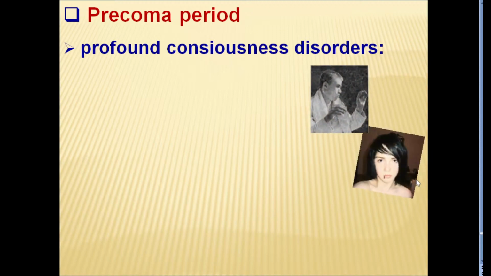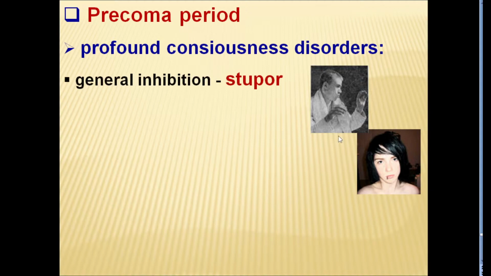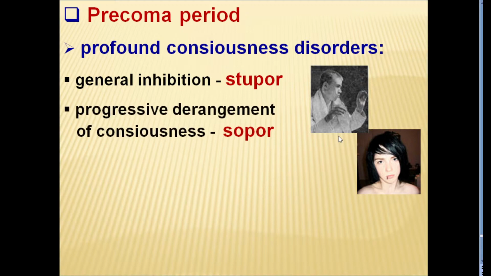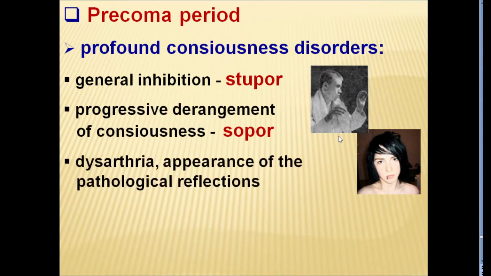I said to you, during the precomatose period, we can reveal all stages of disordered consciousness, from irritative disorders, a period of depression with hallucination, an irritative period, then deeper inhibition, stupor, sopor, then we can see formation of pathological reflexes. Dysarthria, the patient cannot take and hold any object, but we see progression of sucking and grasping reflexes.